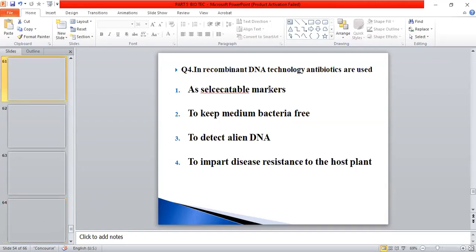What is the next one? In recombinant DNA technology, antibiotics are used as a selectable marker to keep the medium bacteria free, to detect the alien DNA, or to import disease resistance to the host plant. Which one is the correct one? Will you please tell me? Importing disease resistance to the host plant is very, very important.